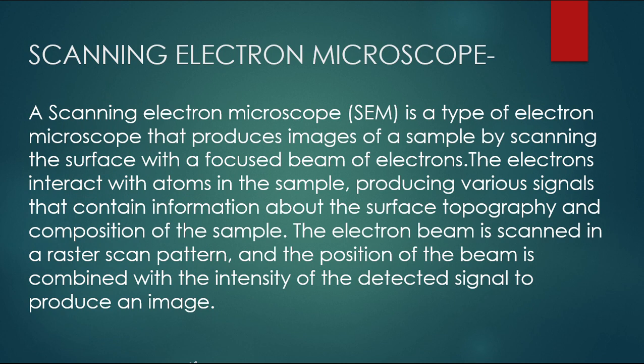Scanning electron microscope. A scanning electron microscope is a type of electron microscope that produces images of a sample by scanning the surface with a focused beam of electrons. The electrons interact with atoms in the sample, producing various signals that contain information about the surface topography and composition of the sample. The electron beam is scanned in a raster scan pattern, and the position of the beam is combined with the intensity of the detected signals to produce an image.